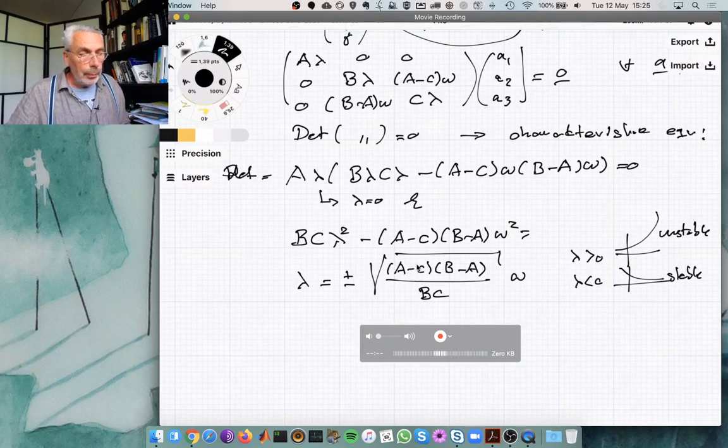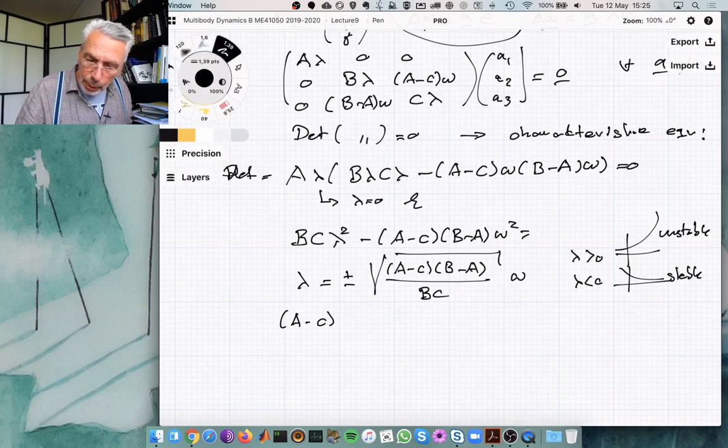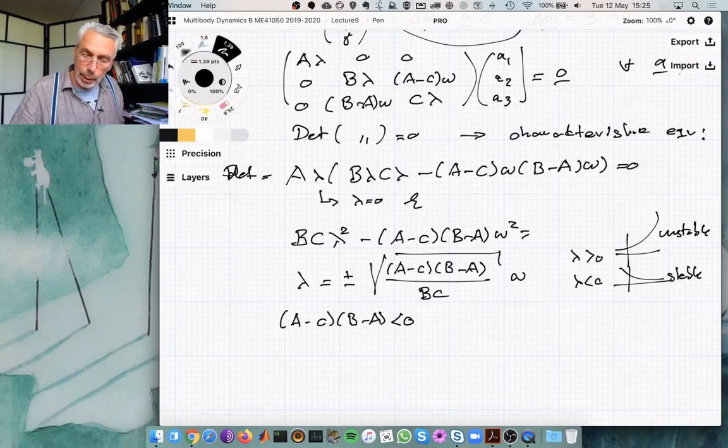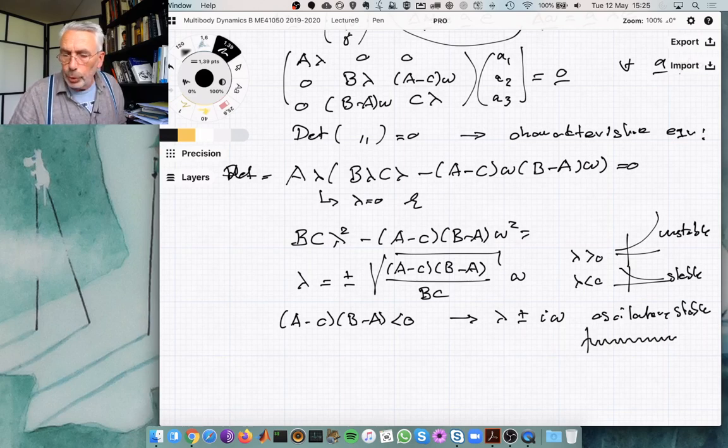However, what happens if this is negative? If it's negative under the root, then we get imaginary. So if this (a minus c) times (b minus a) is less than 0, which can be the case, then the lambdas are plus or minus i omega. And then we get oscillatory stable, because the solution then just wiggles, and it will go on forever like this, and it will not grow and it will not decay.